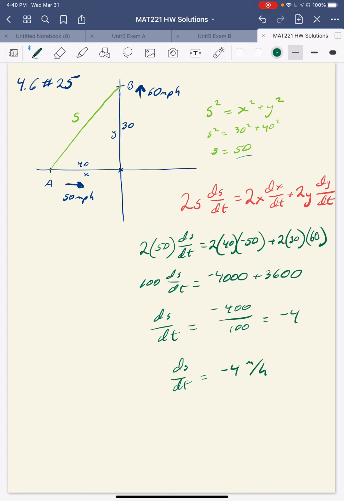And so since that derivative is negative, what that's telling us is that S is decreasing. That distance between point A and point B, at the moment in time when A is sitting 40 miles away and B is already 30 miles past the intersection, that distance S is decreasing by 4 miles per hour. So the cars are getting closer together.